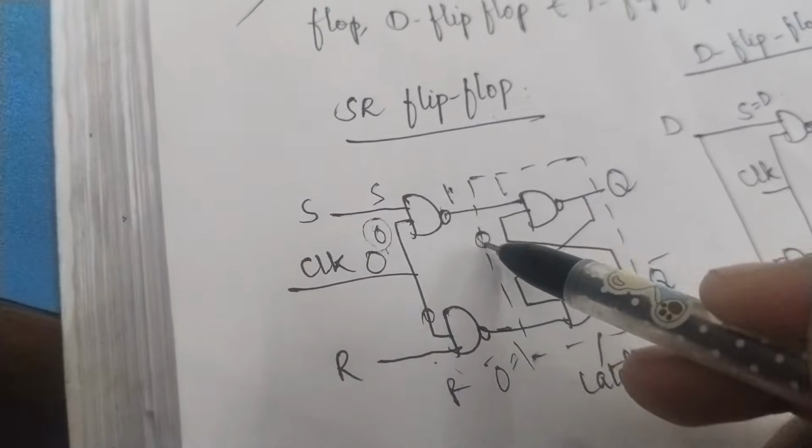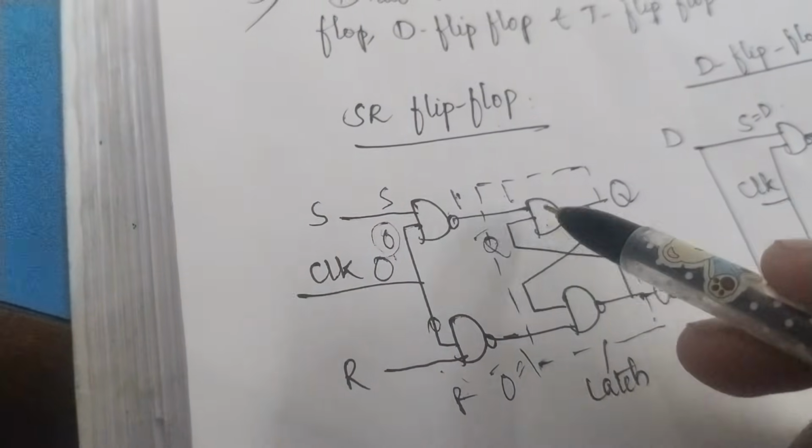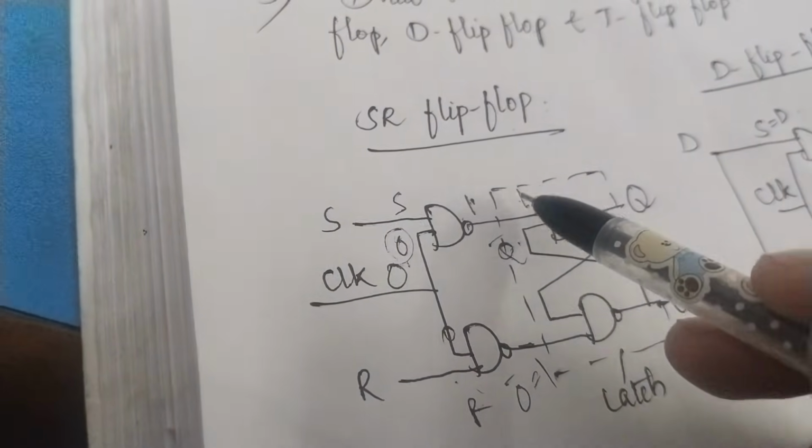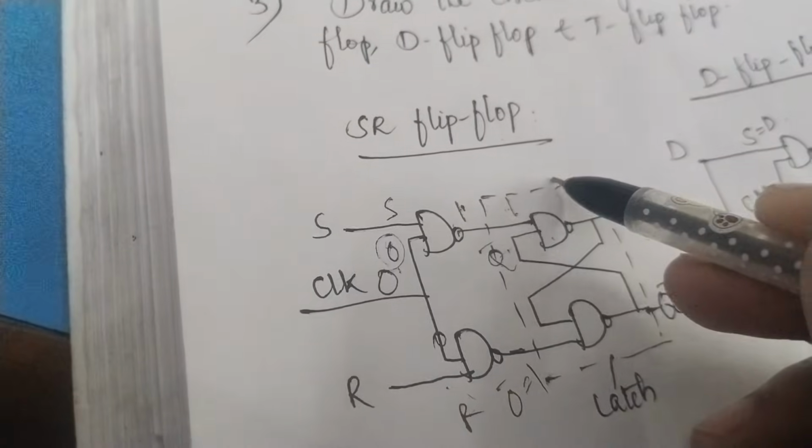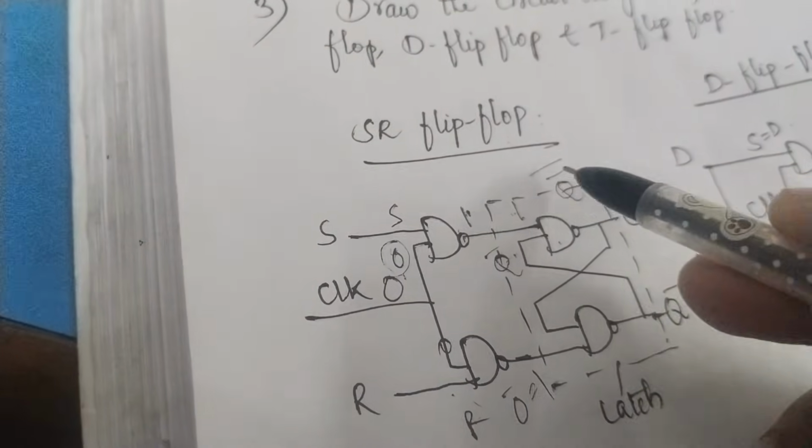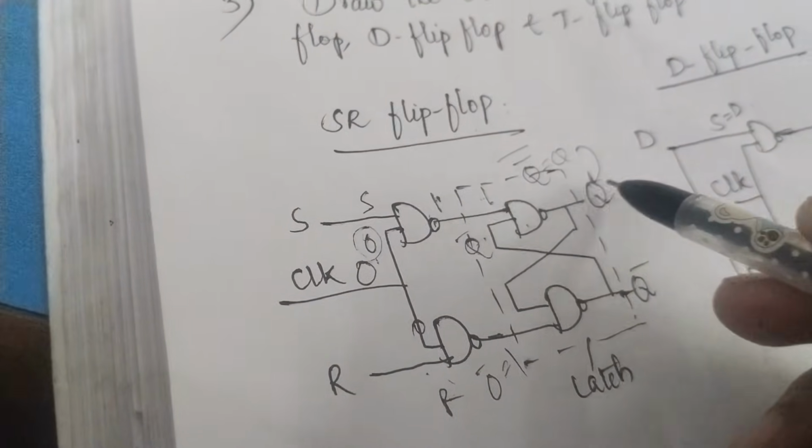Here this input is Q bar. So we are multiplying. NAND means multiply these two and put a complement over it. So 1 into Q bar is Q bar, and again I have a bar over it. What is Q double bar? Q. See, here I am going to get the same state.